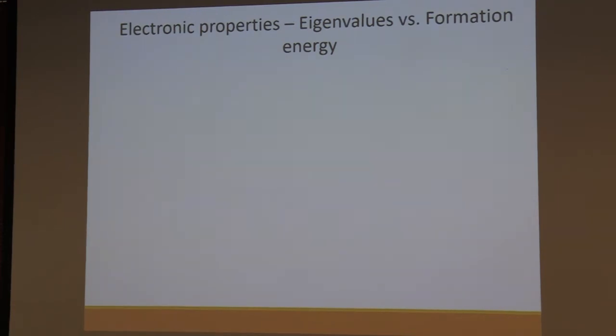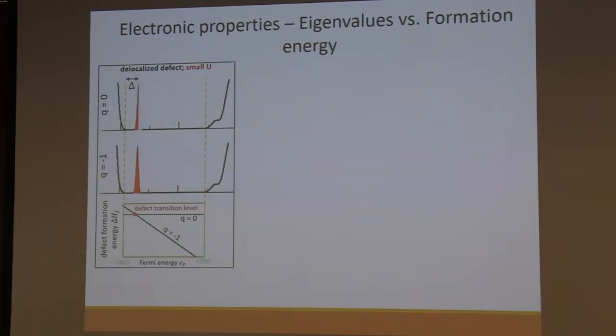Let me try to make this more clear. So, electronic properties. We have eigenvalues versus formation energy. So ignore this small u for a second. Here, this is the picture we showed before, where we have the density of states. We have a large number of states over here, which corresponds to the valence band, and up here is the conduction band. And here's the gap. So our defect level is here. If we look at the defect formation energy of this, we expect something like the picture shown below.